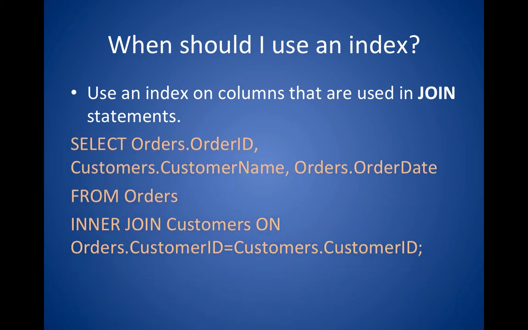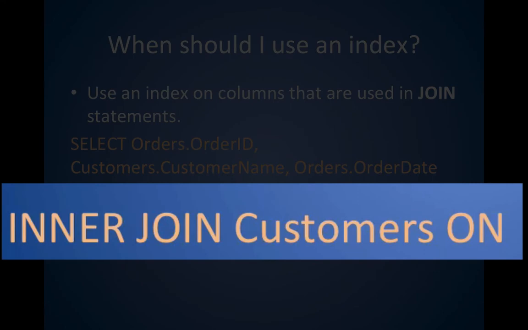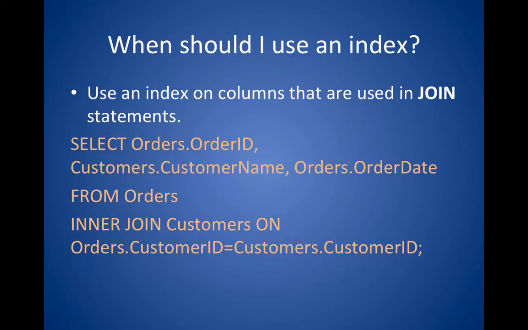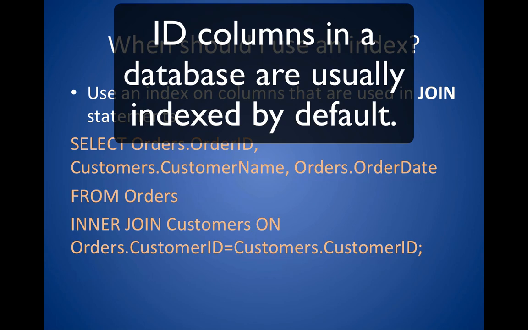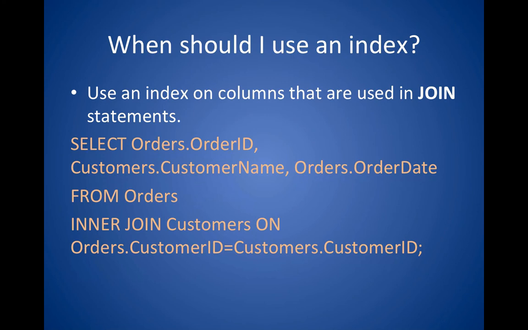So if you're selecting orders and customer IDs, notice the join, the inner join command. As a default, your customer ID and your product IDs, anything with an ID in it, is automatically an indexed column. So usually you don't have to worry about creating indexes that will help join statements, unless of course you're joining on something besides the ID.